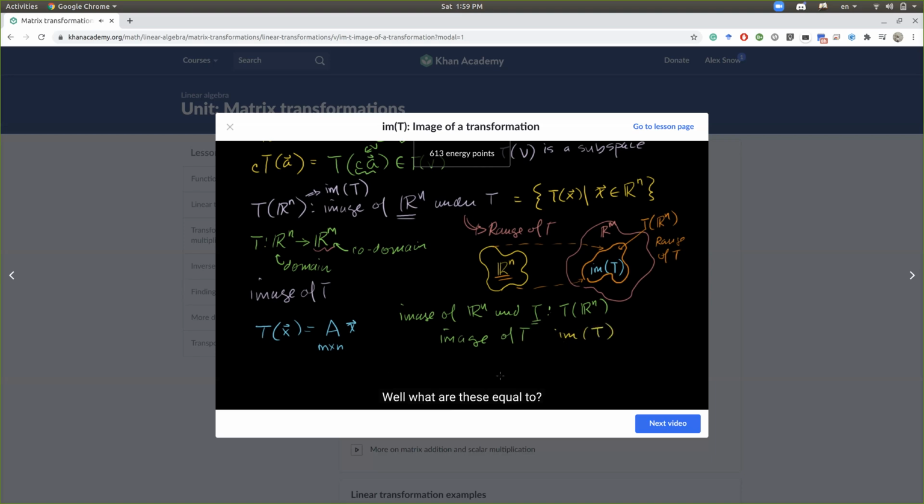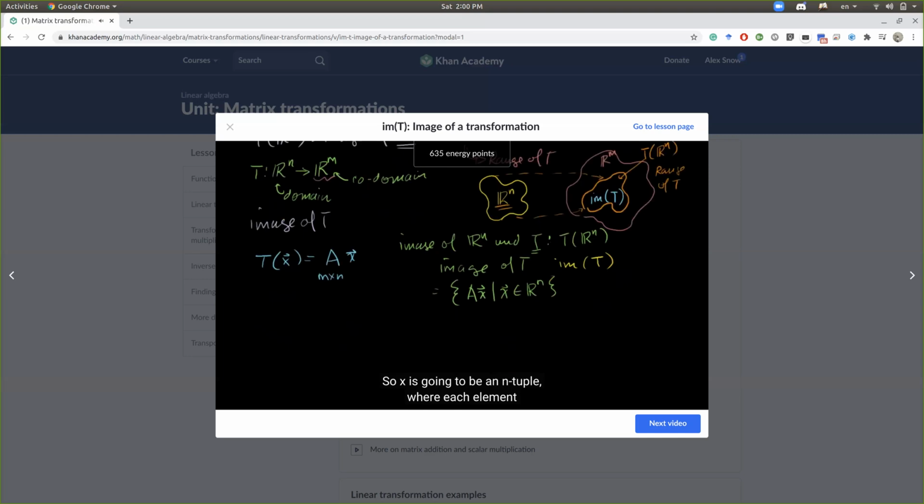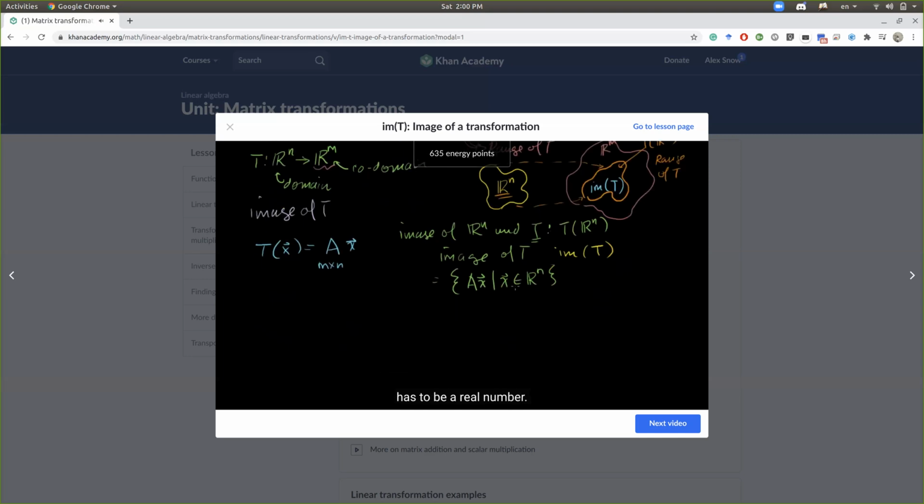Well, what are these equal to? These are equal to the set of all the transformations of x. Well, all the transformations of x are going to be Ax, where x is a member of Rn. So x is going to be an n-tuple where each element has to be a real number. So what is this? If we write my matrix A, it's just a bunch of column vectors, A1, A2. It's going to have n of these, right? Because it has n columns.